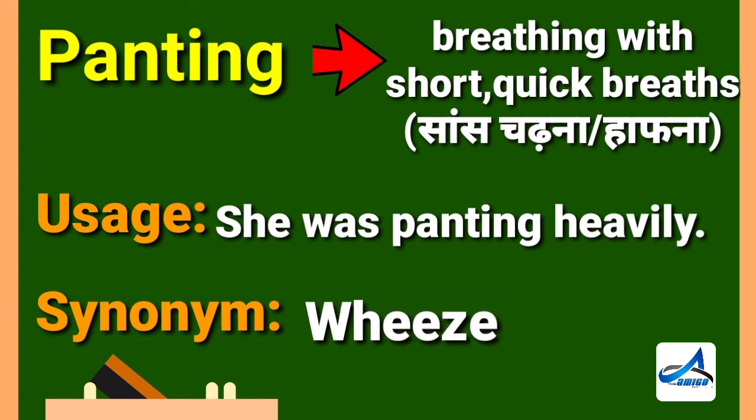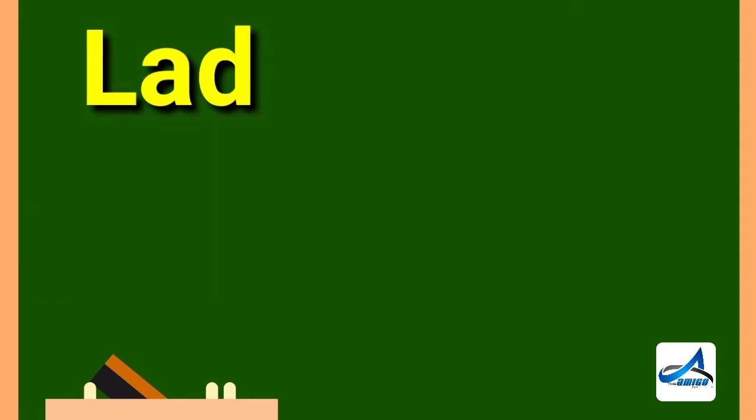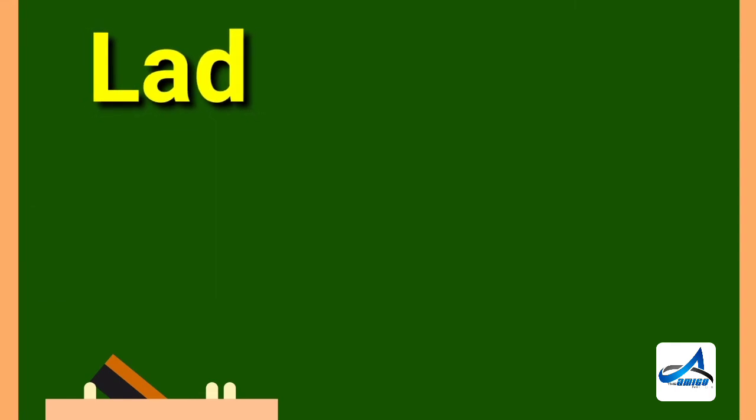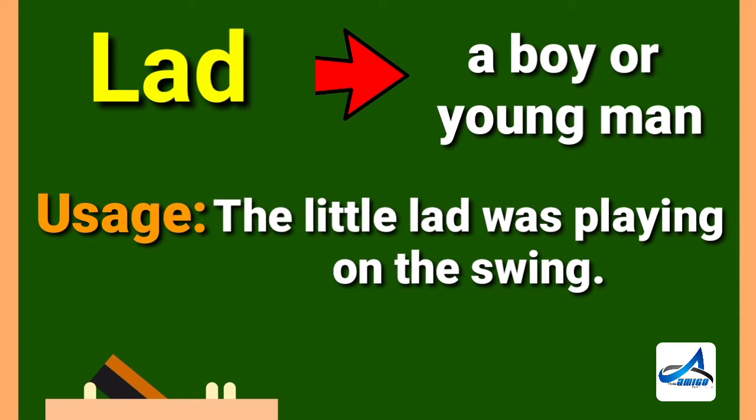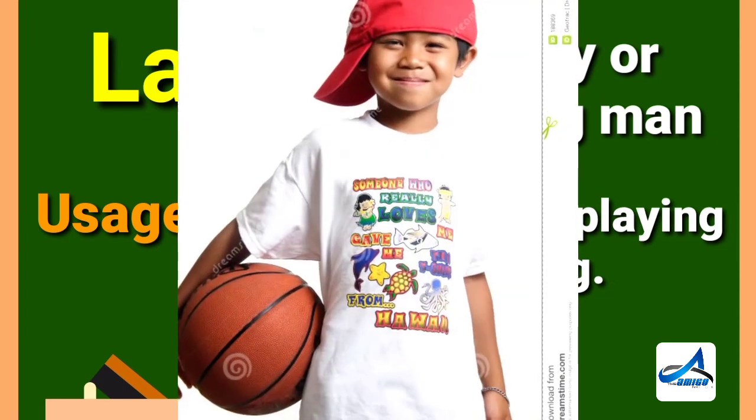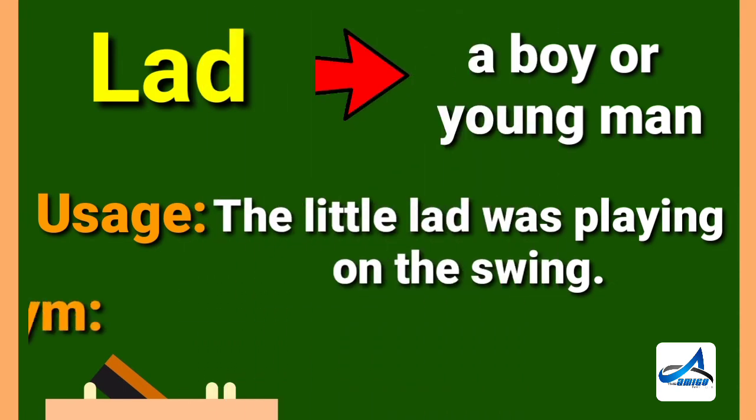The next word is lad. Lad means a boy or a young man. Now look at its sentence. The little lad was playing on the swing. Its synonym is boy.